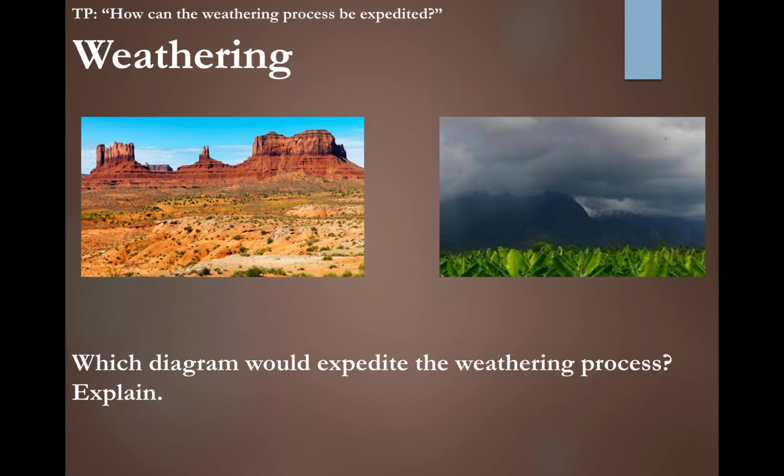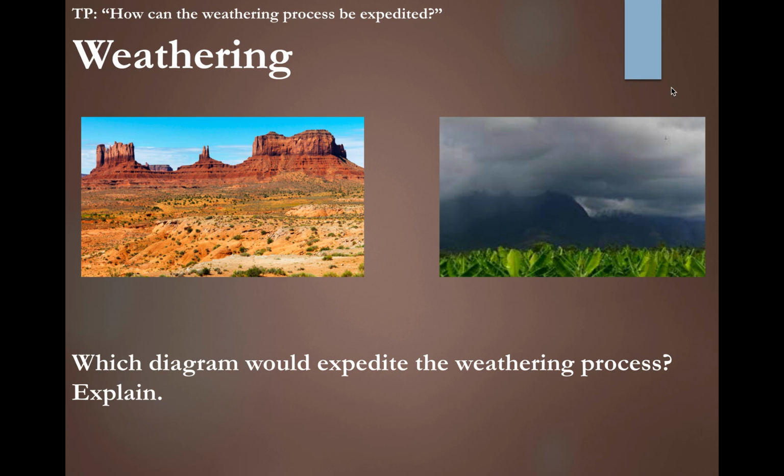All right, let's take a look at some pictures. First picture here on the left is an arid-like climate. The picture on the right shows a more humid climate, just by the presence of clouds and moisture and rain falling. Which diagram would expedite the weathering process? Well, the picture on the right will, because we need the component of water with weathering.